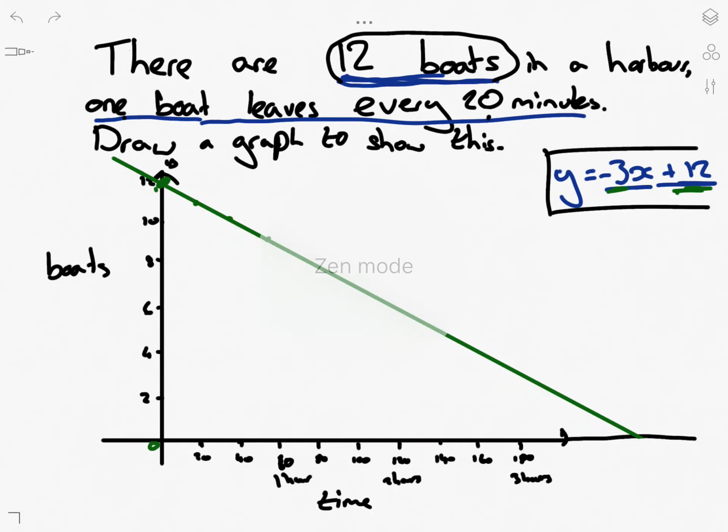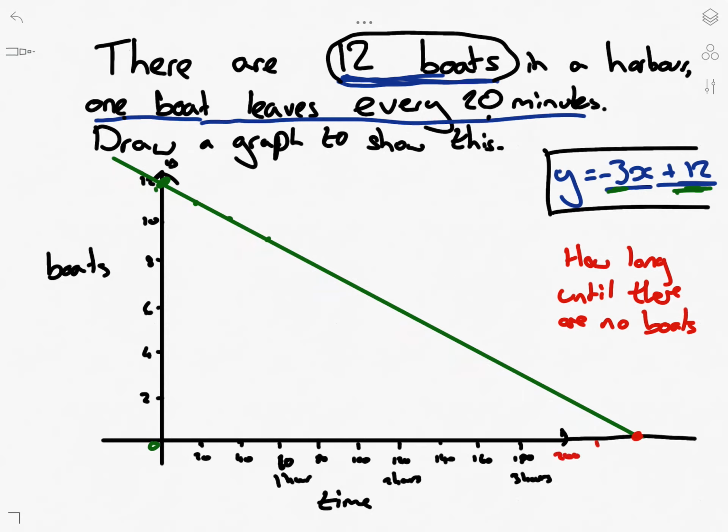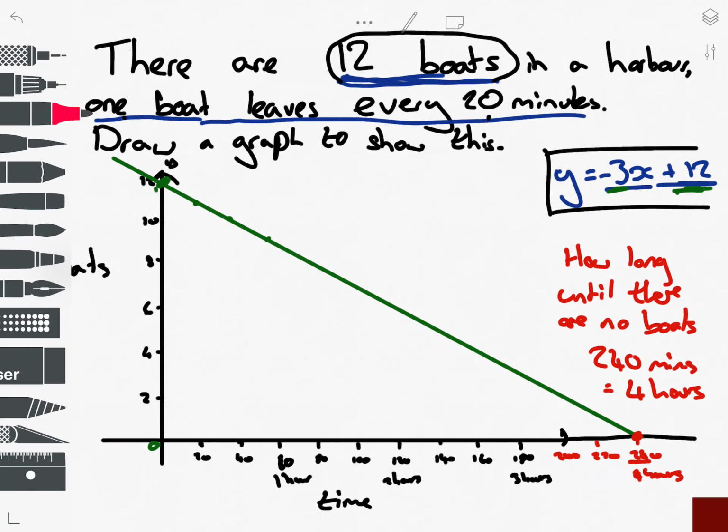For example, they'll probably ask how long until there are no boats. And what we would do, we'd read off our graph, no boats is here. Okay, so we should extend it a bit further. So 200, 220, so 240 minutes, which is the same as 4 hours. So just once you've drawn it, it's just reading it off the graph.